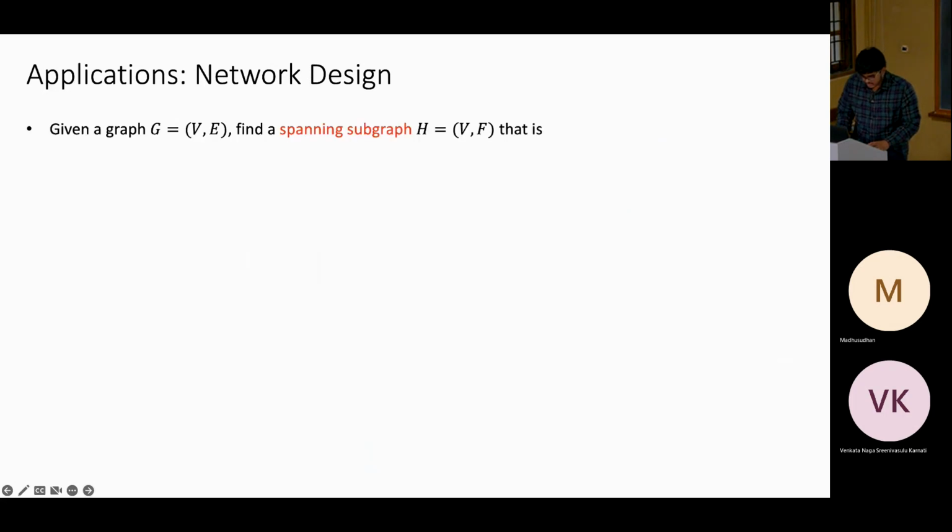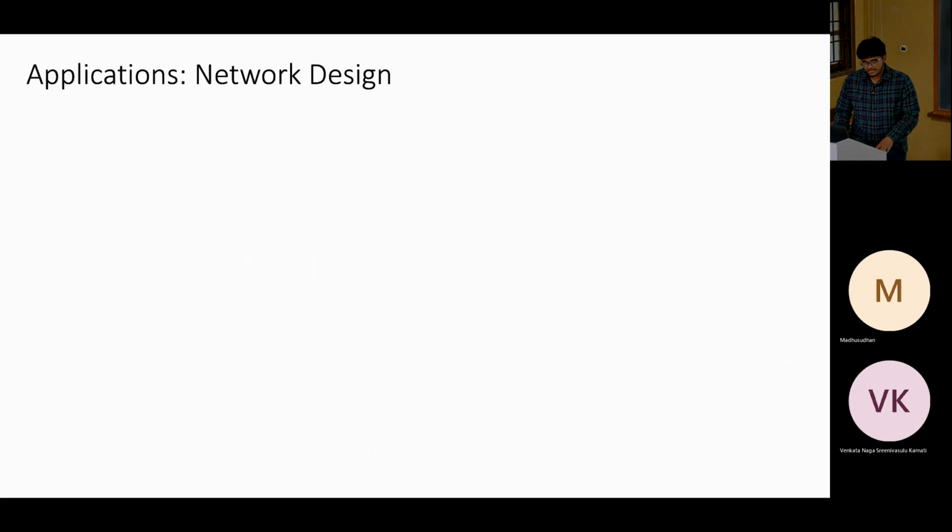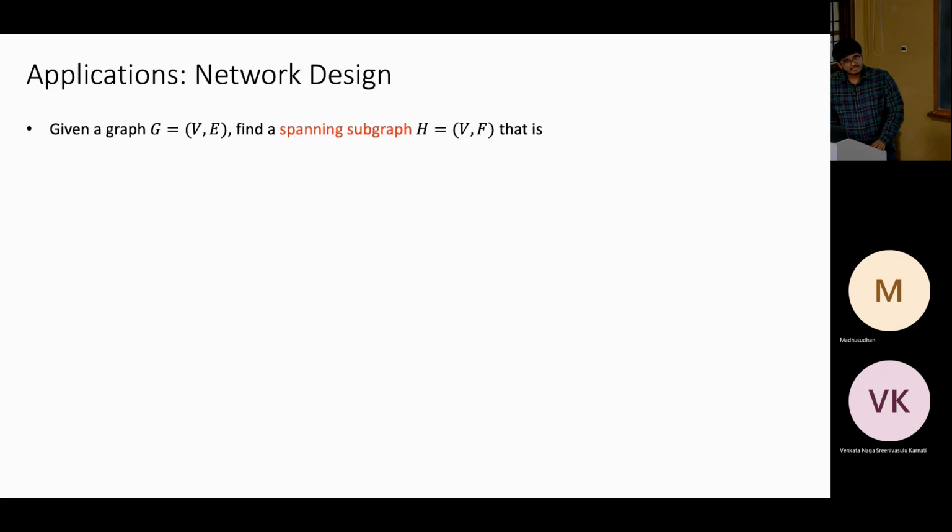Network design. What is the lower bound? 1.0008 by Wong and Lee. Oh, I didn't know. Thanks. 1.1. Yeah.